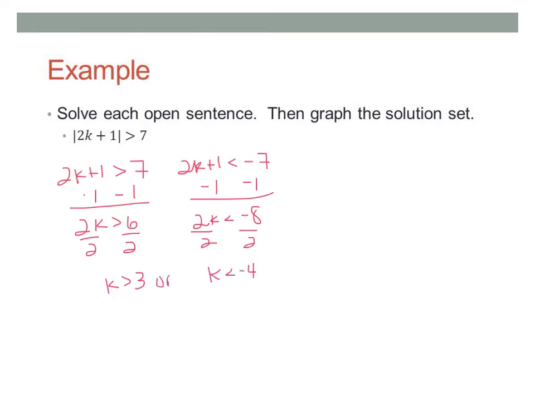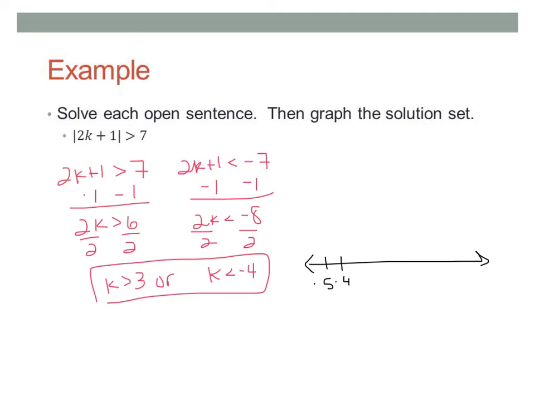And it was an OR, so we're going to go ahead and put the word OR in the middle of it. And then when we graph it, we have -5 to 4. So greater than 3, make sure you get the right type of circle there, less than -4. There we go.